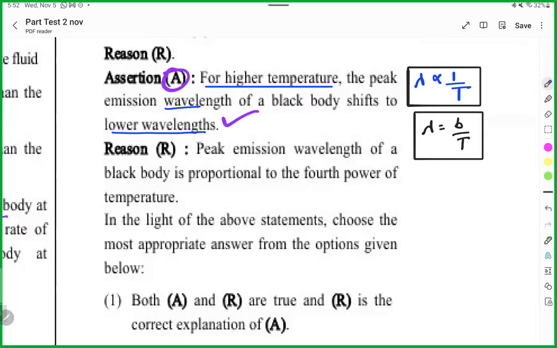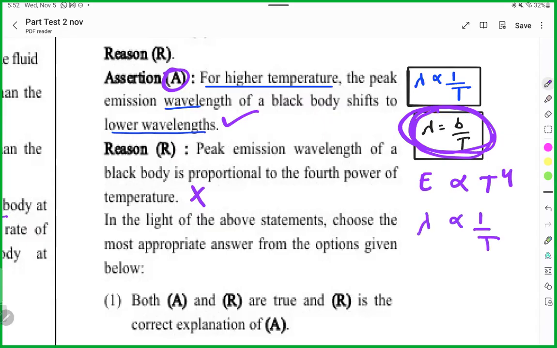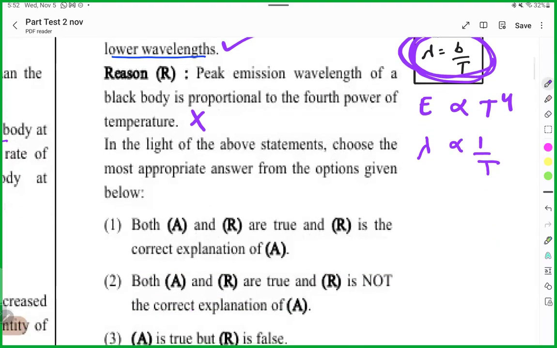Second reason: peak emission wavelength of a black body is directly proportional to the temperature raised to power 4. Is this correct? Sir, I think it's wrong. No. Wien's law says wavelength is inversely proportional to temperature, not temperature raised to power 4. Temperature raised to power 4 is emissive power, which directly depends upon temperature to the power 4. Wavelength is inversely proportional to temperature. Okay, so the first is correct, the second is wrong.